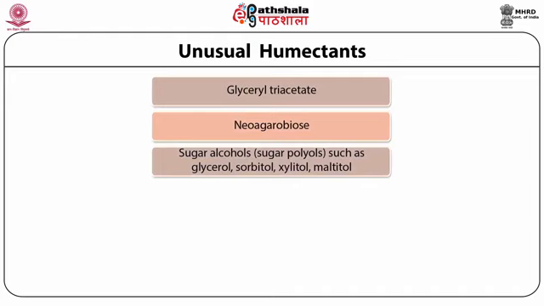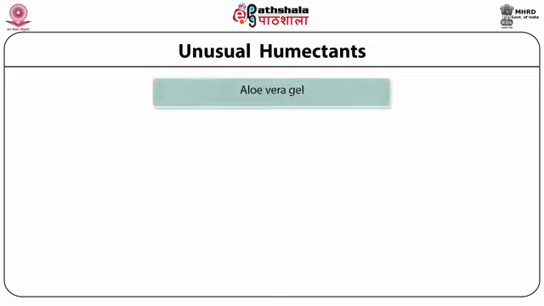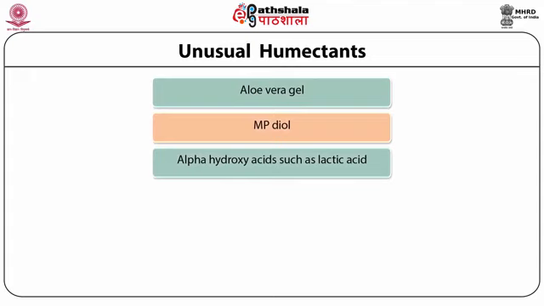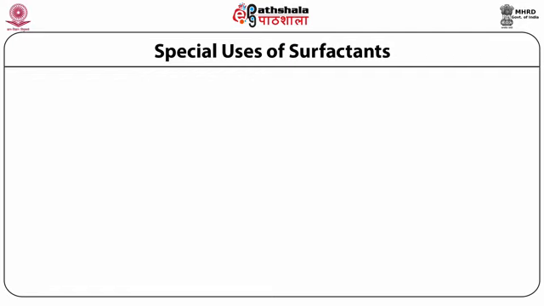neo-agarobiols, sugar alcohols or sugar polyols such as glycerol, sorbitol, xylitol and malitol, polymeric polyols such as polydextrose, urea, aloe vera gel, MP-diol, alpha hydroxy acids such as lactic acid, honey, lithium chloride, sodium hexametaphosphate, E452I. Special uses of surfactants.